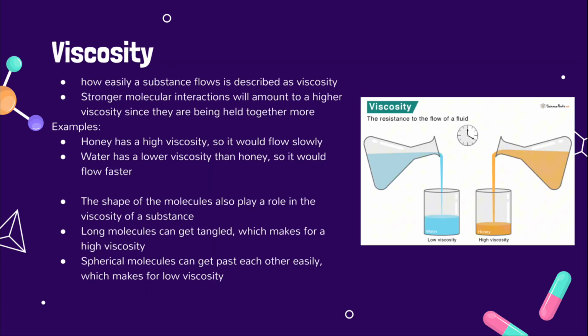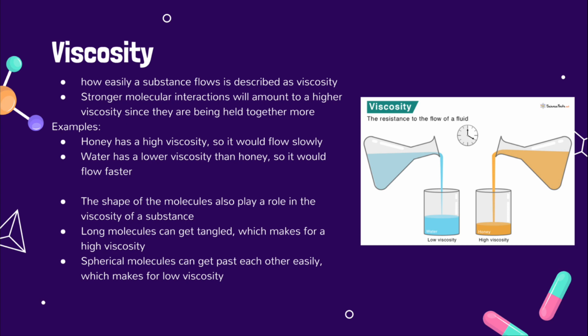Viscosity. How easily a substance flows is described as viscosity. Stronger molecular interactions will amount to a high viscosity, since the molecules are being held together more. Examples. Honey has a high viscosity, so it would flow slowly. Water has a lower viscosity than honey, so it would flow faster.